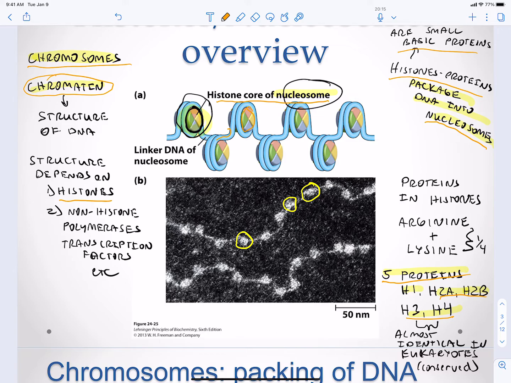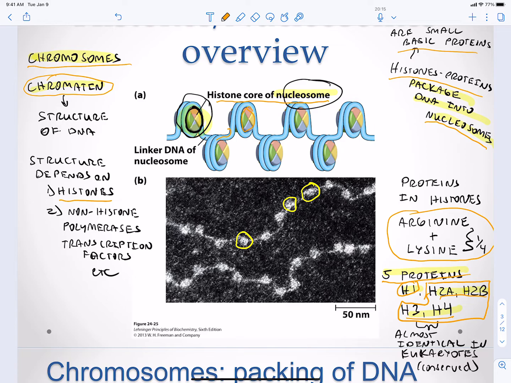Now, when we talk about the actual histone proteins, there are a few things to note. One is that you have a high amount of arginine and lysine. Again, remember, they're going to be basic proteins. And that arginine and lysine are going to make up about a quarter of these histone proteins. There are 5 histone proteins. 4 are going to form the core. So these 4 form the core: histone 2A, 2B, 3, and 4. And histone 1 is going to be the linker. So we're going to have histone 1 link the different nucleosomes together.